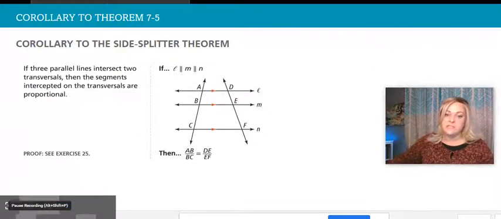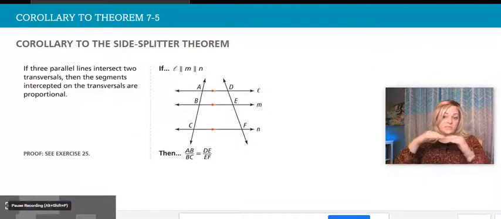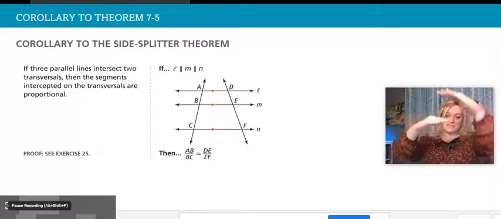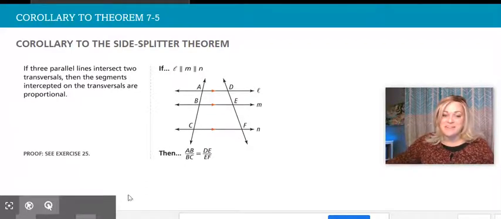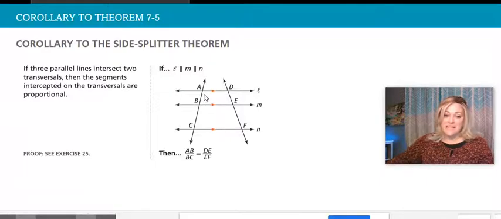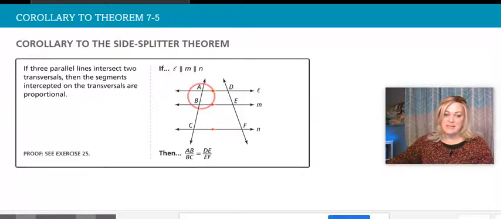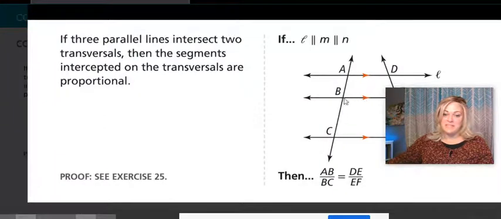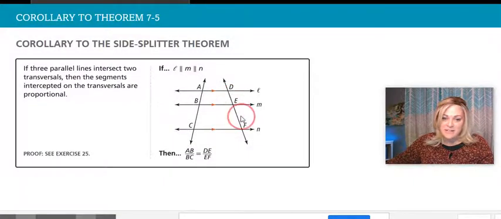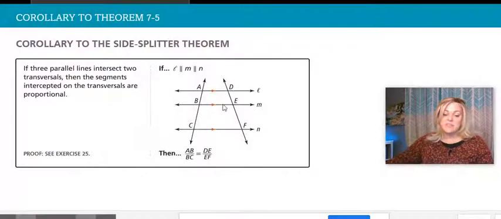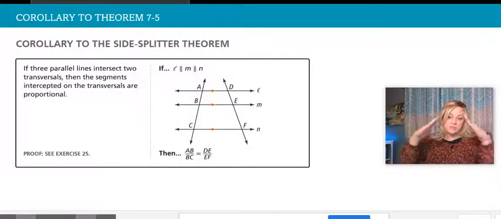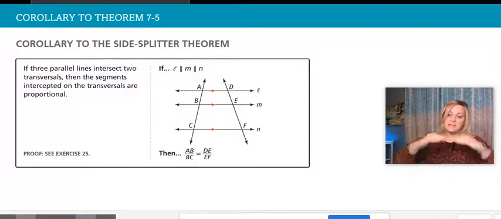Here's a corollary to the side splitter theorem. It not only works when it's split with two parallel lines, it can be multiple amounts of parallel lines and it still works. So each section, like this AB compared to BC, will be congruent to comparing this section right here to this section right here. So the side splitter theorem works even if it's not an actual triangle, as long as there are multiple parallel lines, it will work.